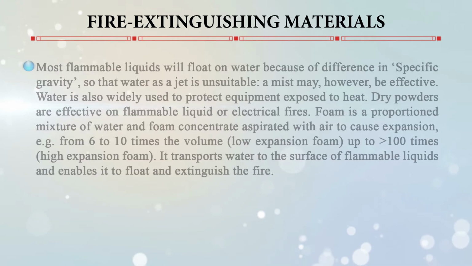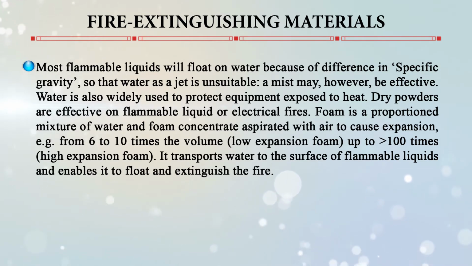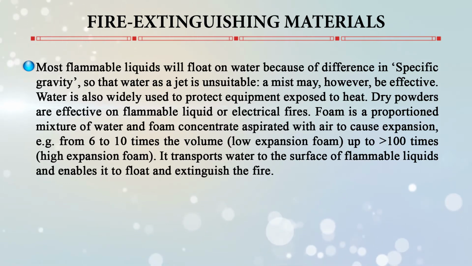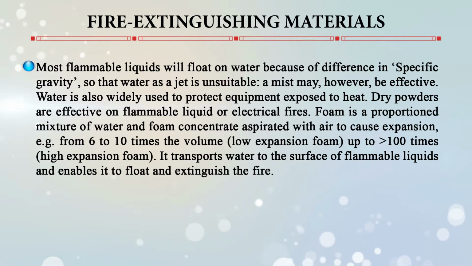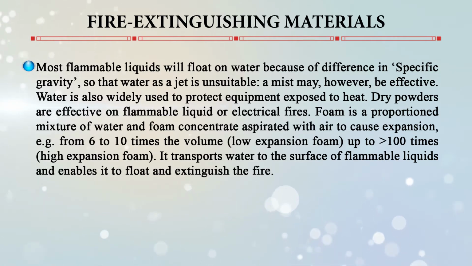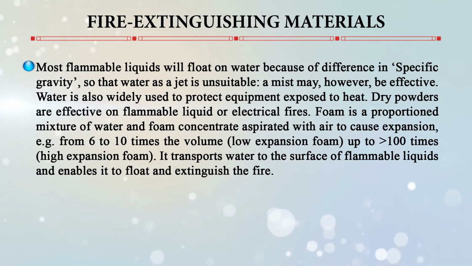Extinguishment of class B fire can be achieved by the smothering action of dry chemical, carbon dioxide or foam. Most flammable liquids will float on water because of the difference in specific gravity, so water as a jet is unsuitable. A mist, however, may be effective. Water is also widely used to protect equipment that is exposed to heat. Dry powders are also effective on flammable liquid or electrical wires whenever they catch fire.